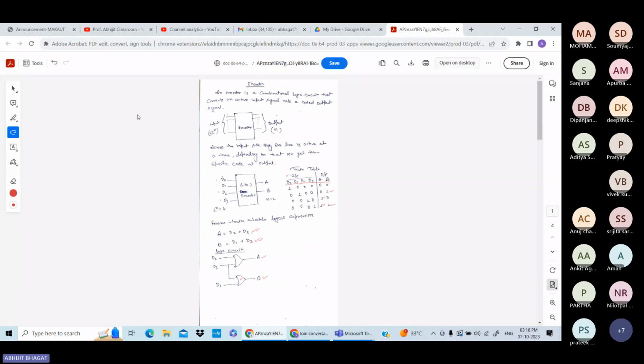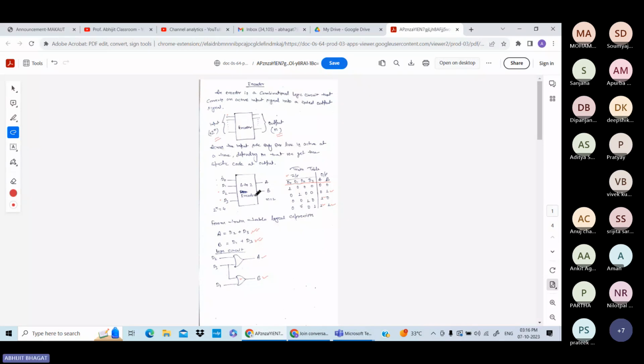First, what is an encoder circuit? In case of an encoder circuit, a number of inputs are there and a number of outputs are there. And how much is it? If your number of outputs is n, then your input will be less than or equal to 2 to the power n. Okay, either less than or equal to 2 to the power n. It will not be more than 2 to the power n.